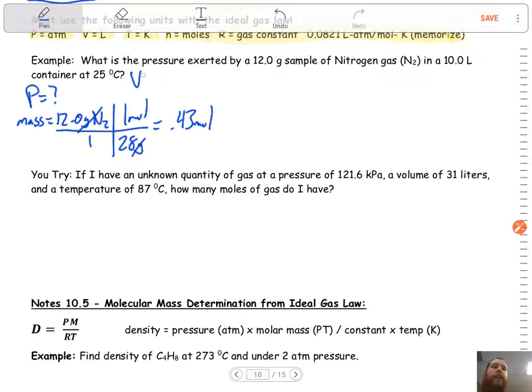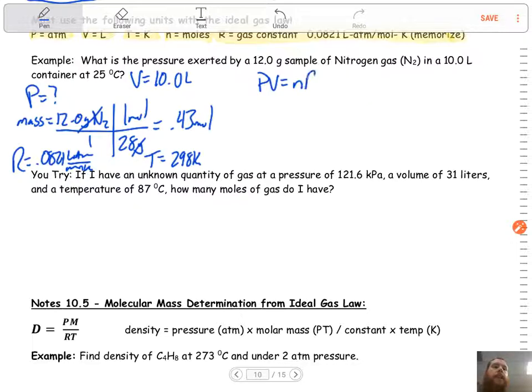Now, we're also given a volume, which is 10 liters. We're given a temperature, 25 degrees Celsius. We need to convert that right away to Kelvin, so 298 Kelvin. And then my R value is that constant, 0.0821 L·atm over mol·K. Now it's just plug and chug.